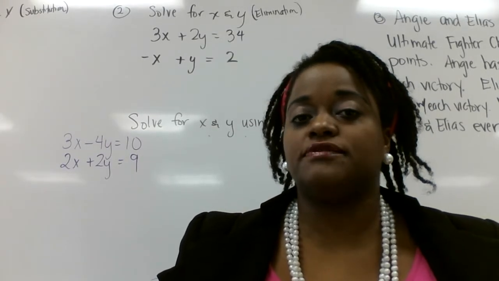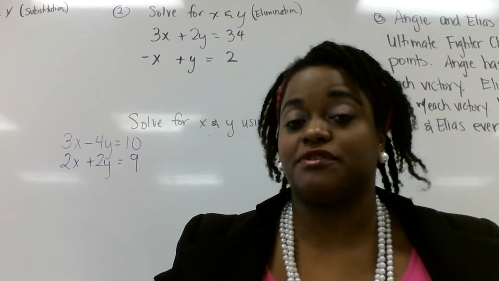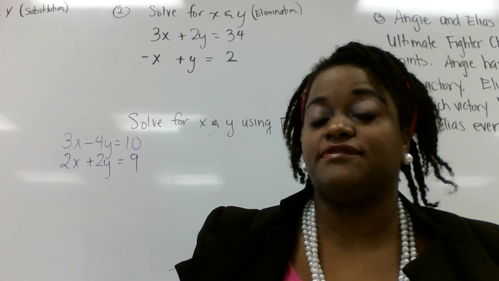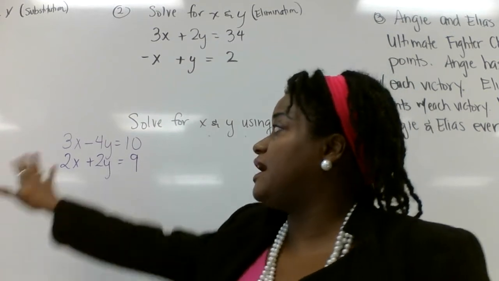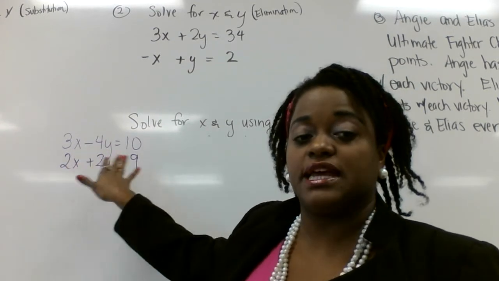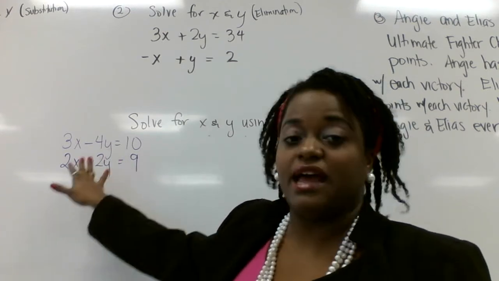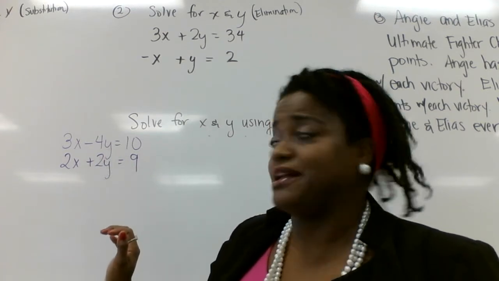This is one of the many important things of Chapter 4. In elimination, we're trying to get rid of a variable. Over here, I have 3x minus 4y equals 10 and 2x plus 2y equals 9. I'm looking at this and I don't see anything that can cancel out.